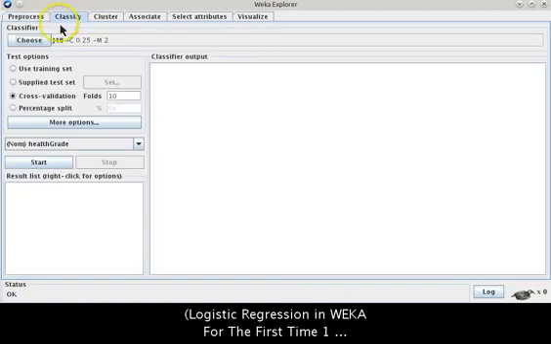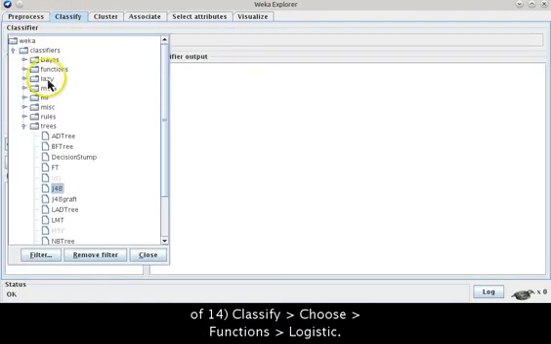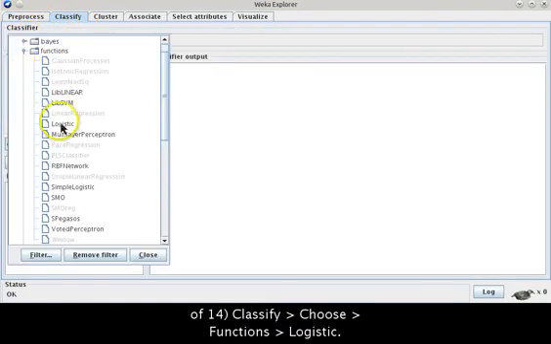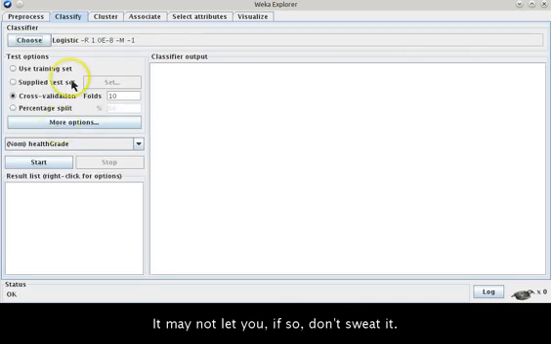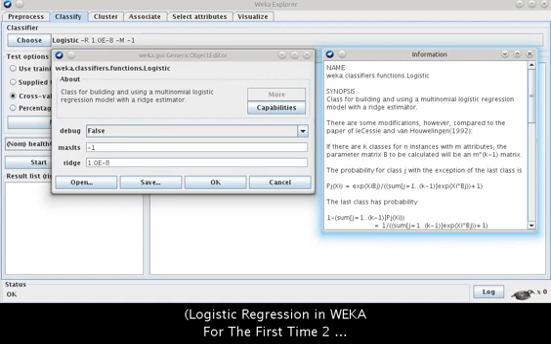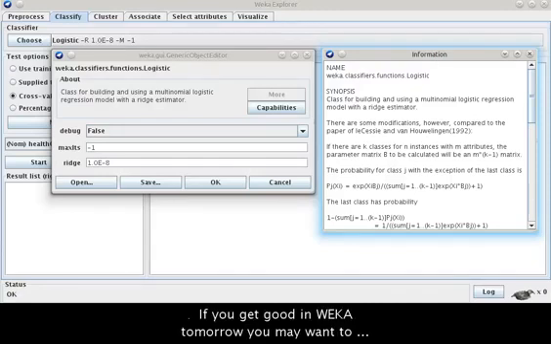Classify, choose, functions, logistic. In some cases it may not let you at first. If so, don't sweat it. Later on, that's one of the things we're going to learn about WEKA. You may be wondering what logistic regression is, but not able to understand what it says when you right-click for its properties. If so, it's a highly regarded classical statistical technique for making predictions. If you get good in WEKA tomorrow, you may want to train a logistic regression formula so it can learn with increasing accuracy to predict something.